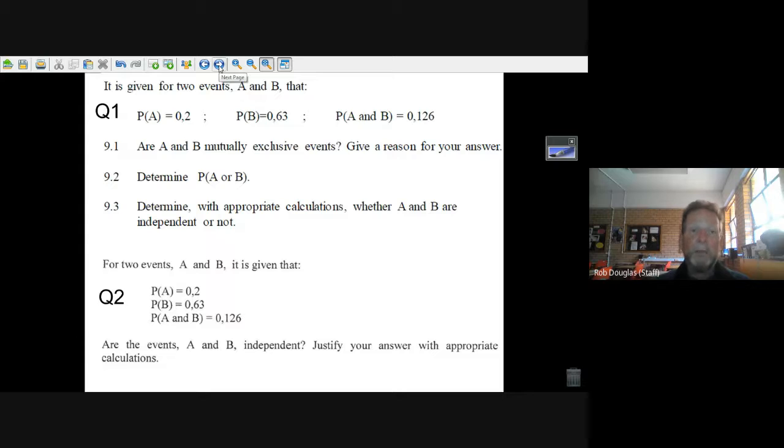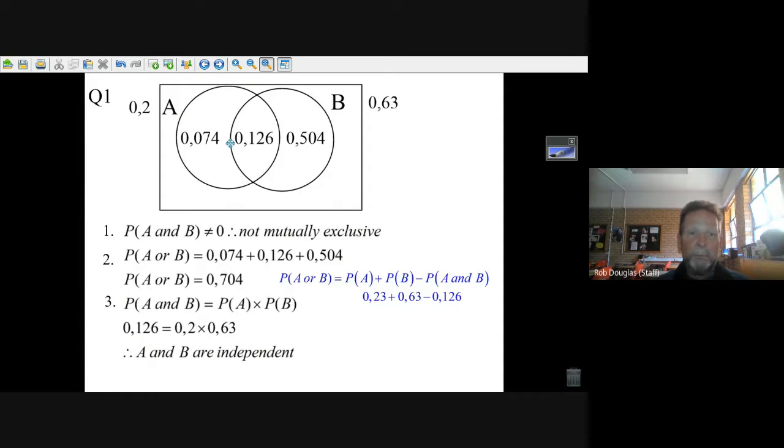That's a rule. Okay, so now let's look at this. What's the probability of A or B? Well, what you have to do is they told you the probability of A is 0.2. You put it outside. Make a Venn diagram like here. And the probability of B is 63%, 0.63, and you put that outside there like that. Now, they told us the probability of A and B, where they cross over, is 0.126.